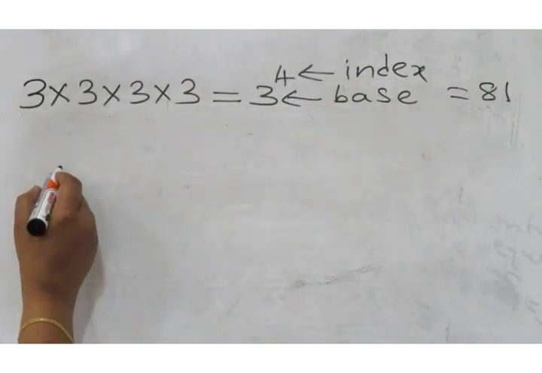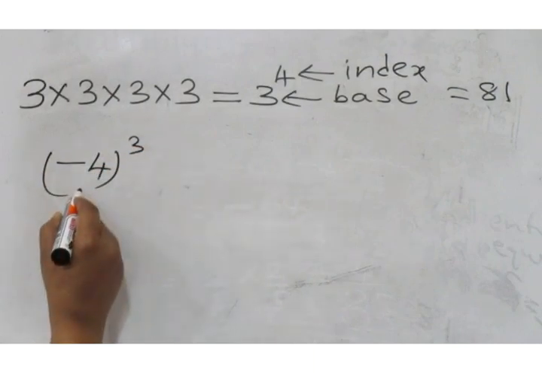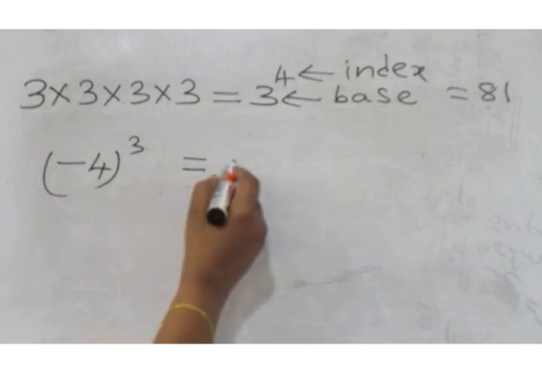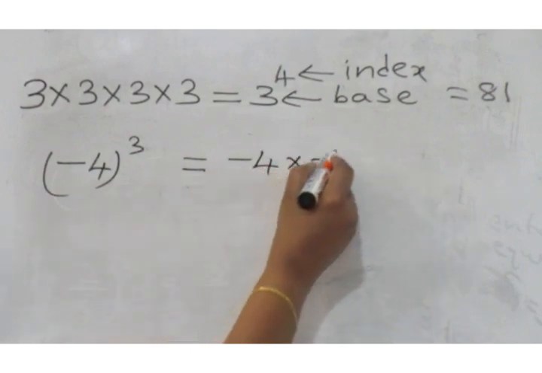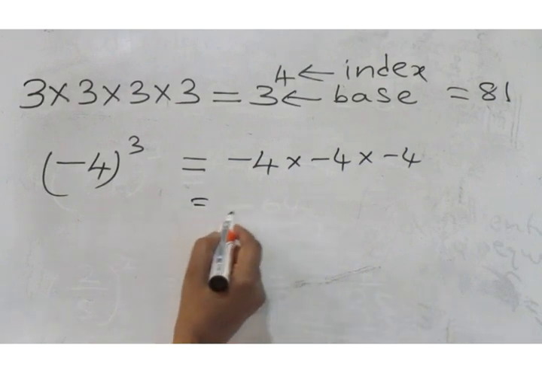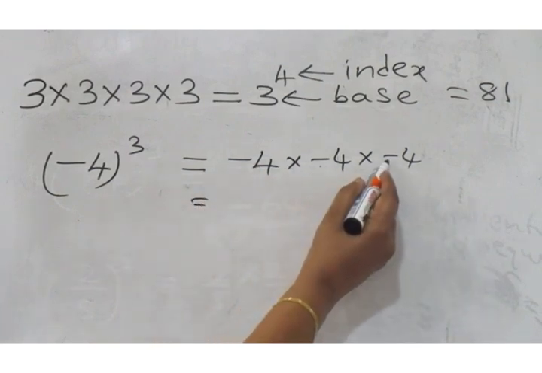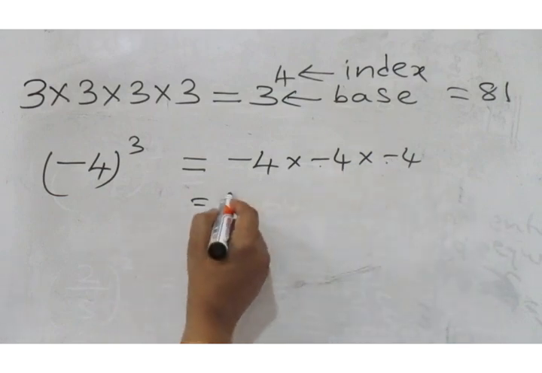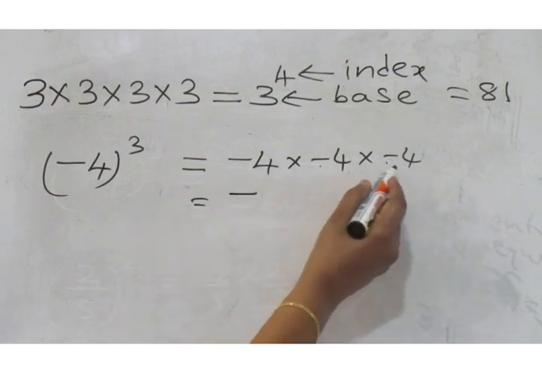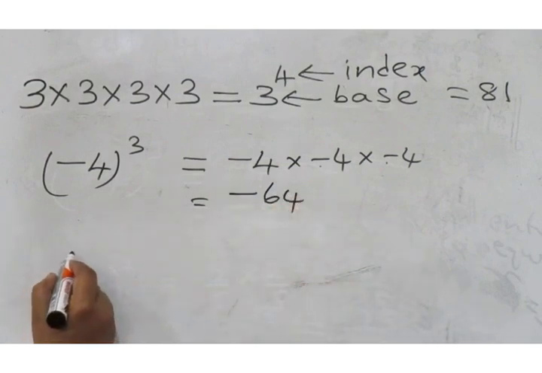Now see another example. Here third power of negative 4. Then take the expansion form. Then take the value. First decide the sign of the answer. Negative, negative, positive, positive, negative. The value is negative. 4 into 4, 16. 16 into 4, 64.